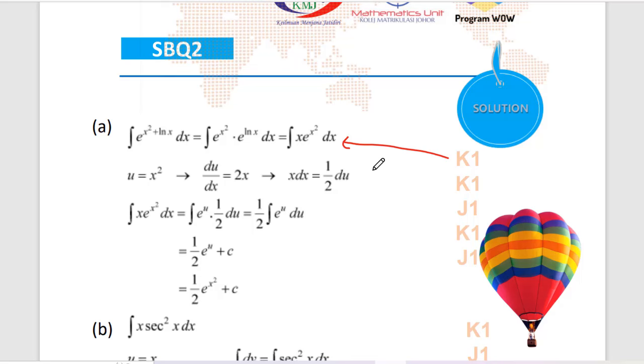And then from here we use the substitution method. So, using substitution, we let u equals x squared. So, from here we differentiate and get 2x.